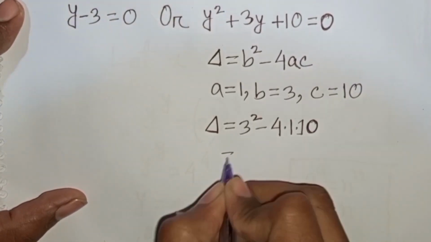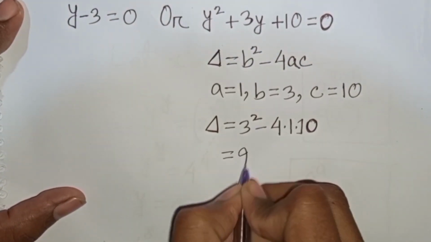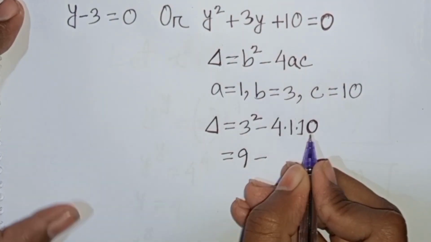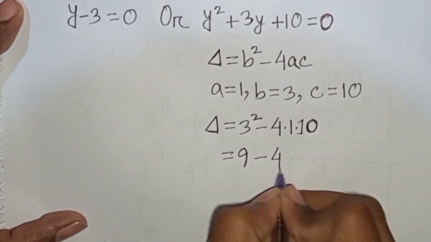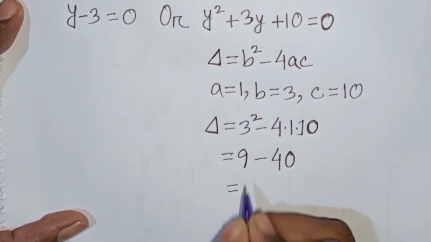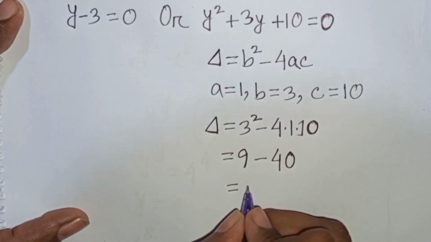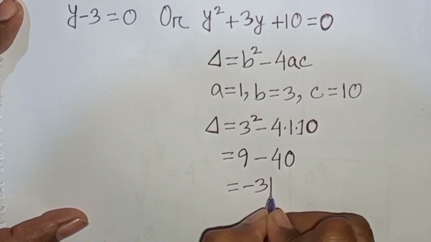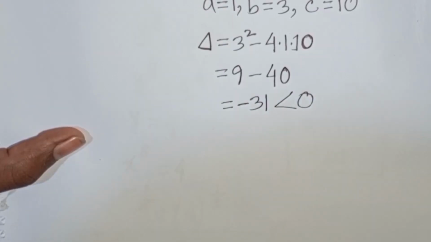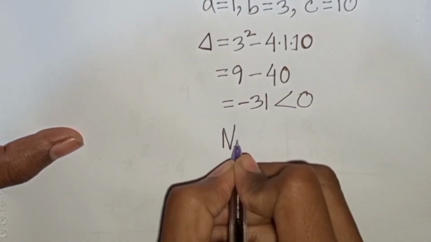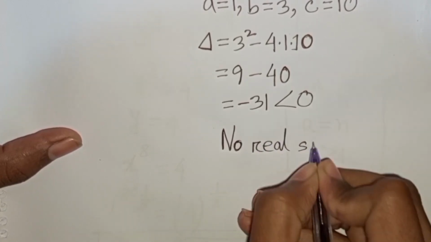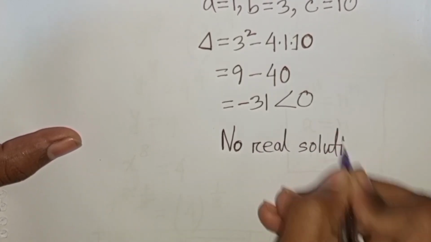Now Δ is equal to 3 squared, which is 9, minus 4 times 1 times 10, that means 40. Then Δ is equal to 9 minus 40, that means it will be minus 31. So minus 31 is less than 0. So here there is no real solution.